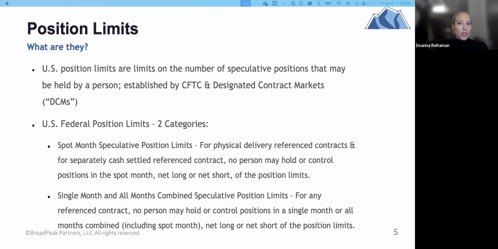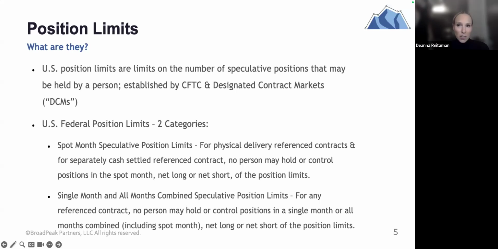And the federal position limits are in two categories. There are spot month speculative position limits, and then there are single month and all month combined speculative position limits. So the spot month speculative position limits are for physically delivered referenced contracts and for separately cash settled referenced contracts. And that means that no person, remember the word person means companies, and that's an important thing to remember when we talk about aggregation later, can hold or control positions in the spot month, either net long or net short, beyond the position limit. So what is a reference contract?